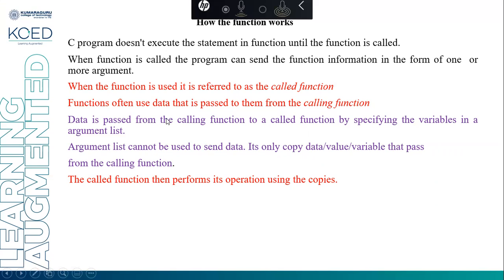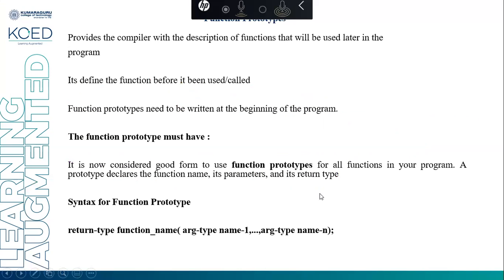An argument in the calling function is known as an actual argument. An argument stored in the called function is known as a formal argument. The argument list cannot be used to send the data itself; it only copies the data value of the variable passed from the calling function. We have variables having a value, or we pass a value directly. The value in the calling function gets copied into the called function. That means the values of the actual arguments get copied into the formal arguments. The called function then performs its operation using the copies.